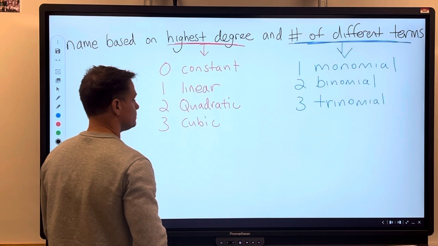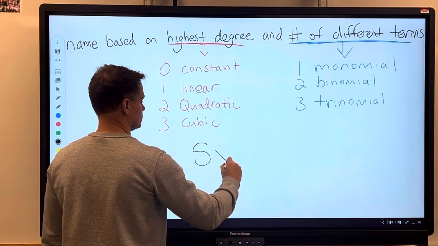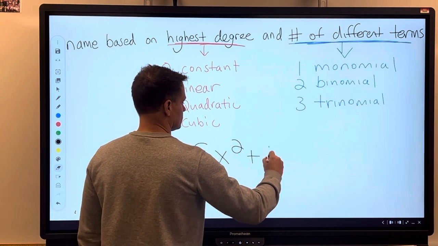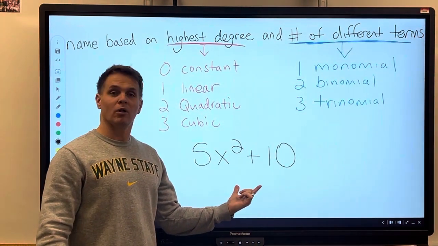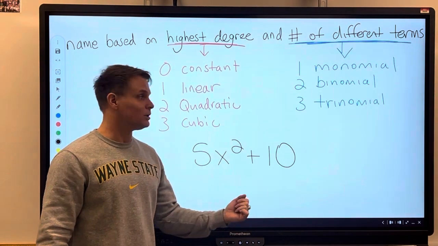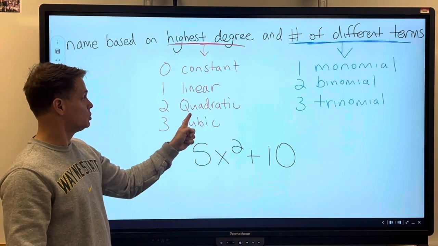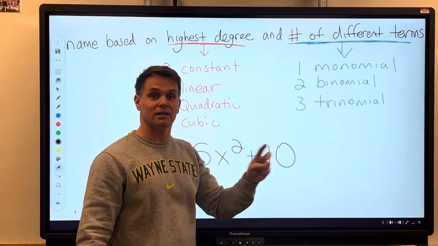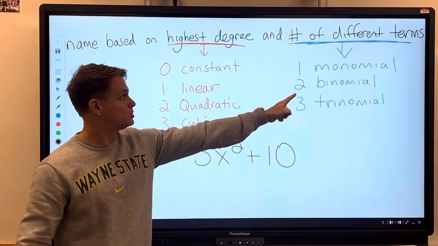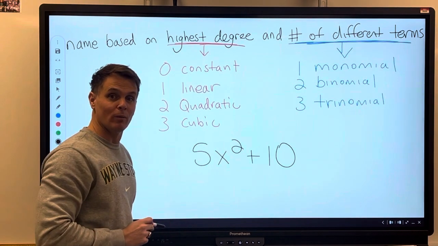Let's do another one. 5x squared plus 10. 5x squared plus 10, the highest exponent is 2. So it's quadratic. And how many different terms does it have? It has 2 different terms. So it's a binomial. It's a quadratic binomial.